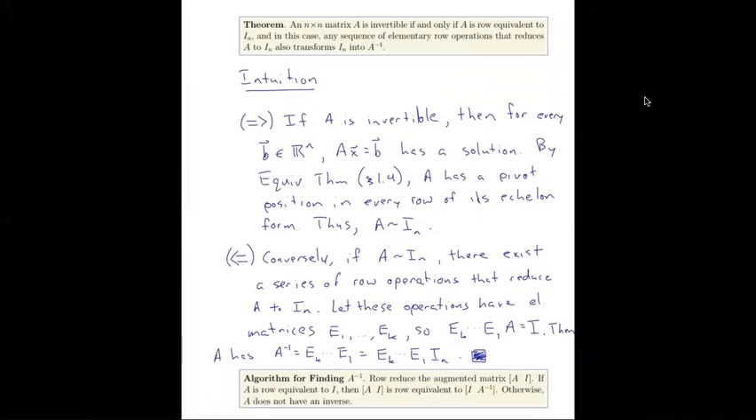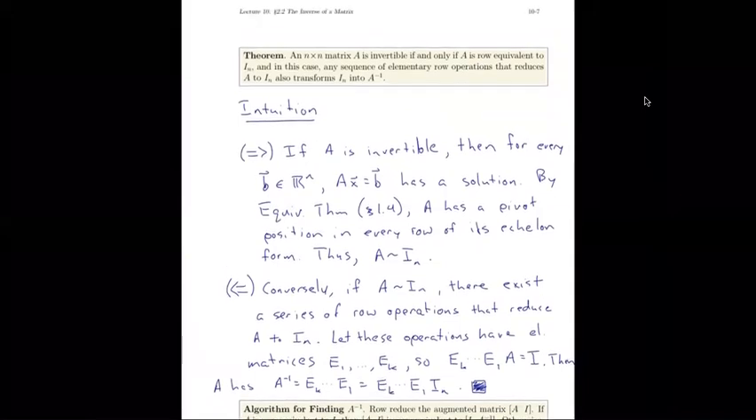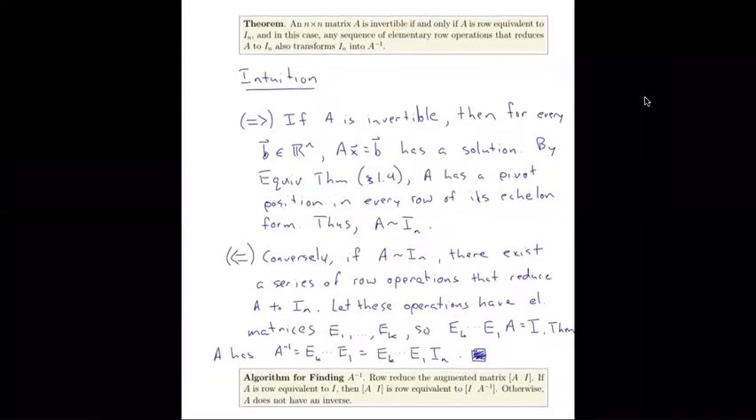If A is invertible, then it's row equivalent to the identity matrix. That's a useful piece of information. Let's show the other direction, the converse of that. So now if A is row equivalent to I, the identity matrix, then we have to show that A is invertible. So if A is row equivalent to I, we're assuming that there exists a series of row operations that reduce A to I. That's exactly what A being row equivalent to I means.